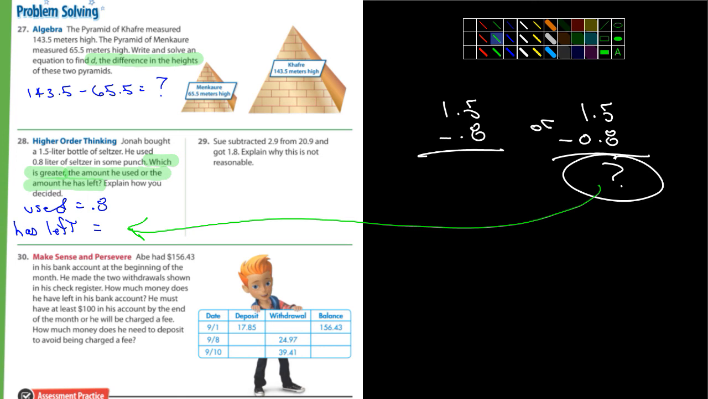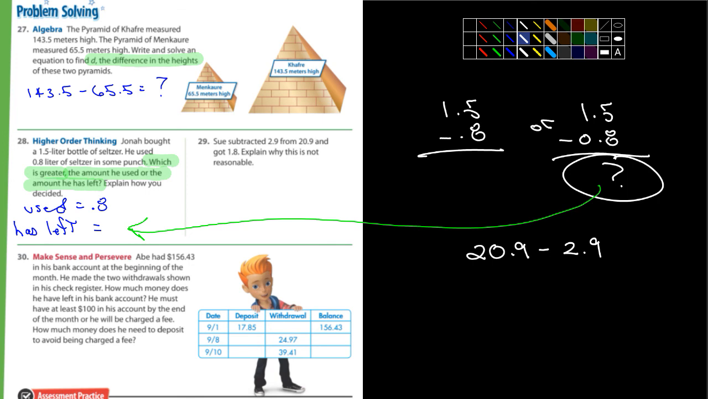Number 29, Sue subtracted 2.9 from 20.9 and got 1.8. Explain why this is not reasonable. So let me show you why this would not be reasonable. This is what we've got here. I'm going to put 20.9 and we're subtracting, or she did, 2.9.